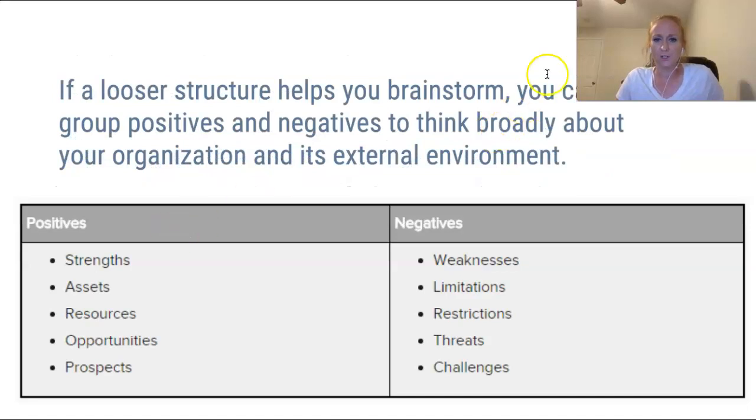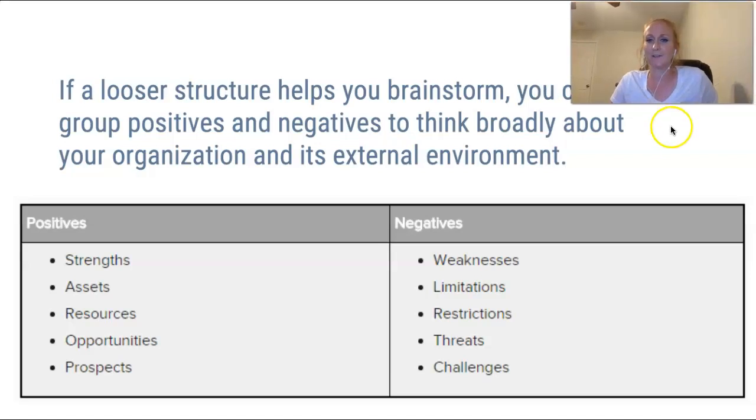If a looser structure helps you brainstorm, you can group the positives and negatives together to think broadly about your organization and its external environment. So sometimes you have to think about things in a light that is more pleasant or maybe unpleasant, and it's easier to group it like that. So you can talk about strengths in a positive manner in terms of assets and resources you have. You can also think about it in terms of opportunities, right? And really great outcomes that come from those opportunities, and also prospects, right?